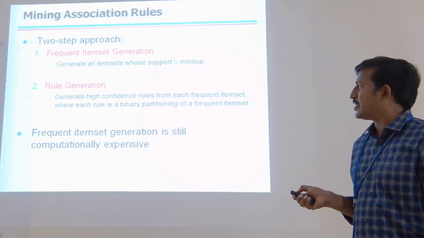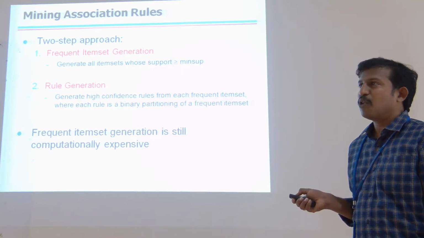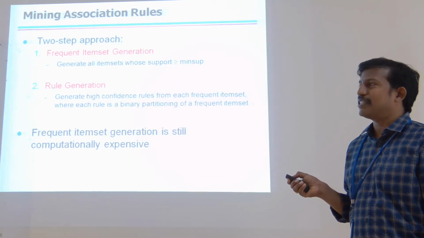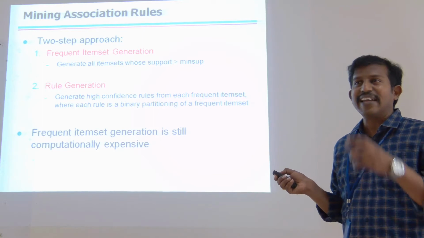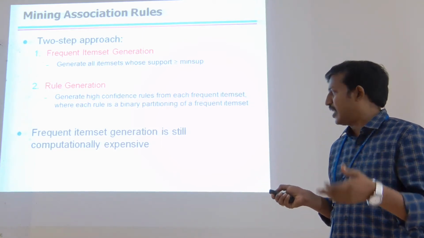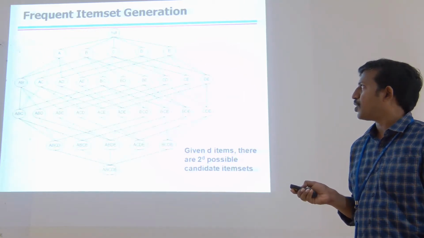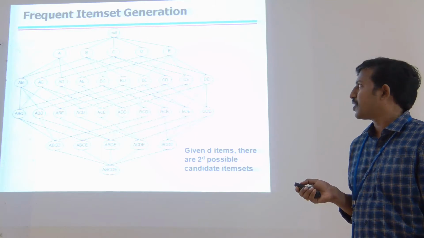Frequent item set generation is still computationally expensive. Why? Because we have a lot of item sets in a transactional database. To compute support for all the item sets will take more time. That's why it is computationally expensive. So let's see how it is computationally expensive.